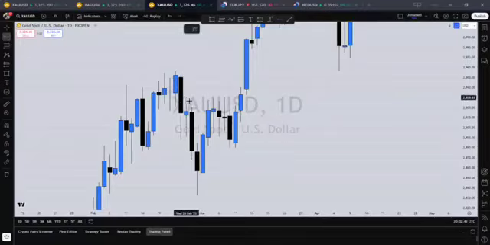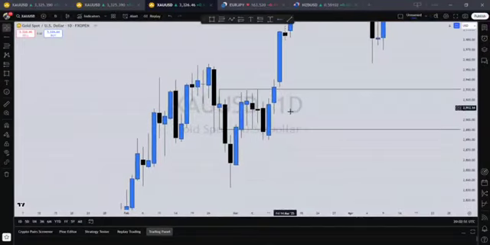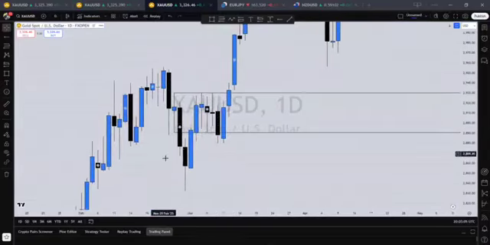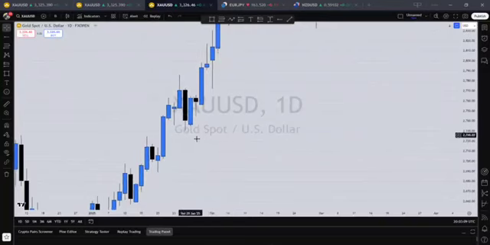Sometimes the market will take the low of a candle on the daily time frame to target the high, or take the high of a candle on the daily time frame to target the low. The market is basically dealing with liquidity. You can see all this, what's happening here. The market is basically dealing with liquidity.